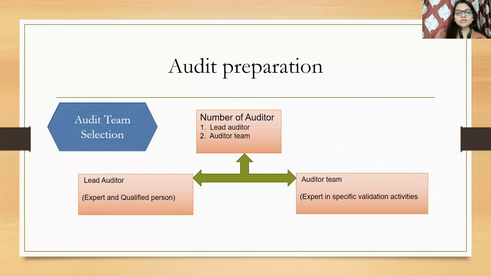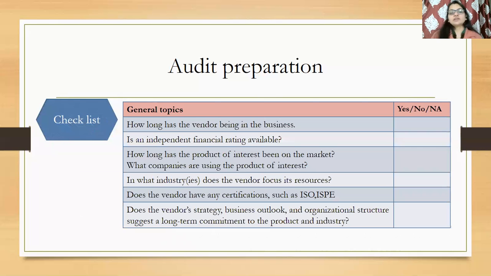For the audit team selection, the number of auditors: one is the lead auditor and the second is the auditor team. In the case of the auditor team, experts in specific validation activities. So these are the auditors team. And one is the lead auditor, an expert and qualified person in this work. Next, what is the checklist?